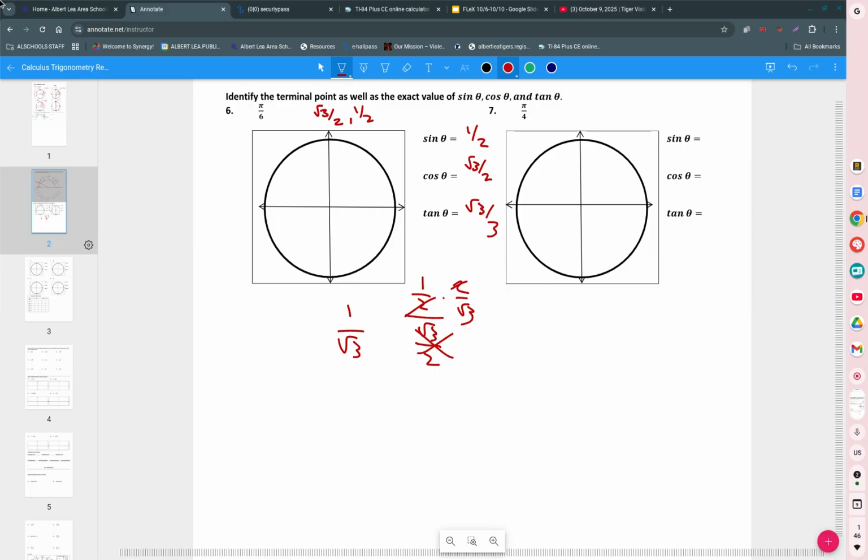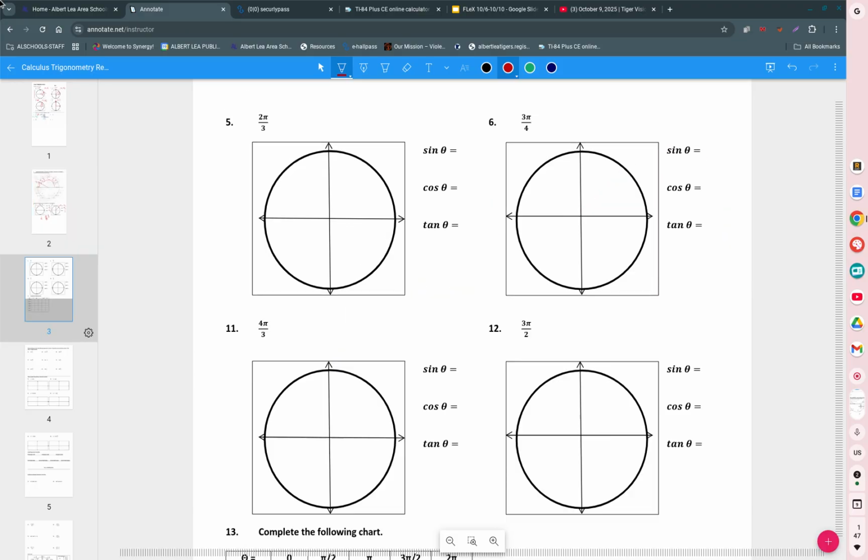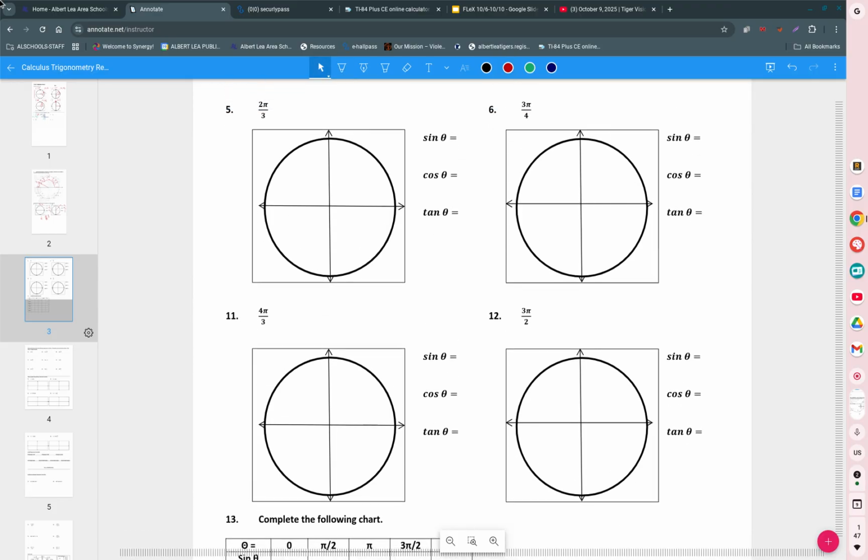Pi over 4, you know you're going to have the root of 2 over 2 and the root of 2 over 2, right? And so tangent is just going to be 1. In fact, if you consider the angle of 45 degrees, what would be the slope of a 45-degree angle? 1. And in fact, the tangent is the same thing as slope. Because again, tangent is y divided by x. See that relationship? Lots of beautiful things with trig as we work them out. So, you could figure out all these different pieces here, couldn't you?